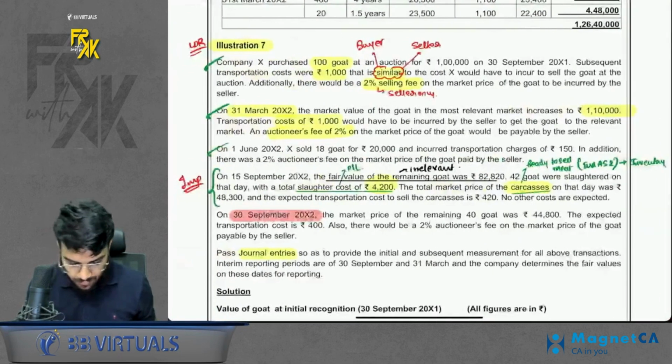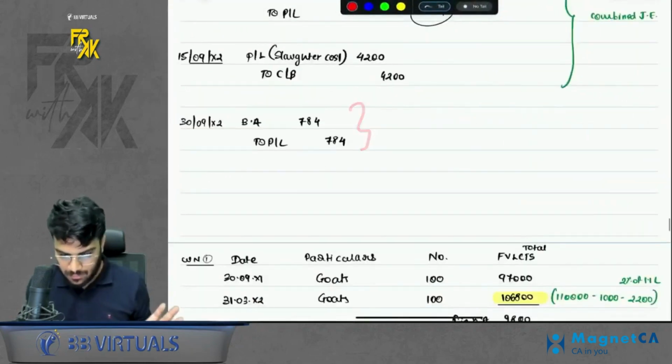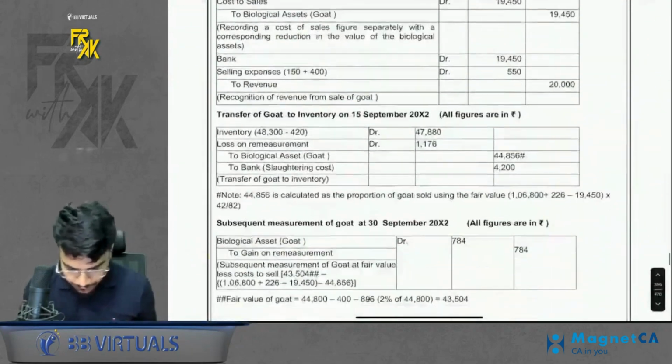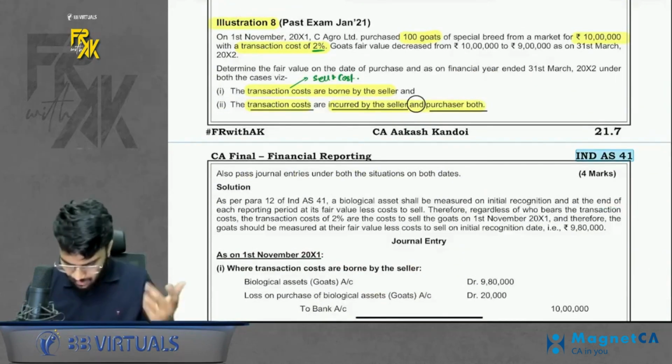Then on year end, fair value information was given. Just remeasure and find the fair value gain or loss. Simple. This was illustration number 7. Illustration number 8, you should try in homework. It is a good question. Just try it, okay?